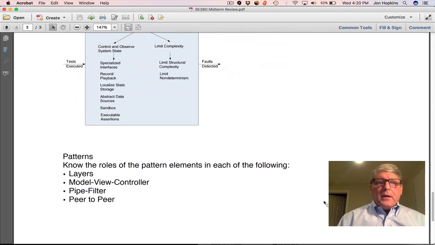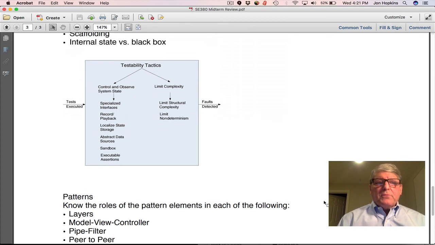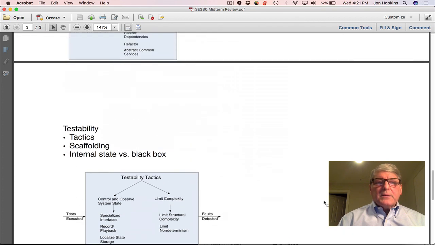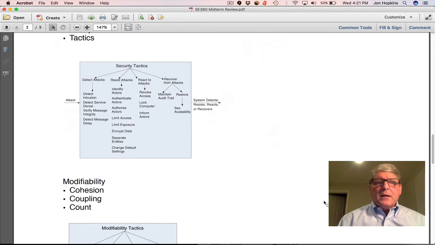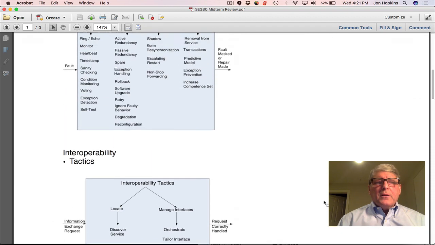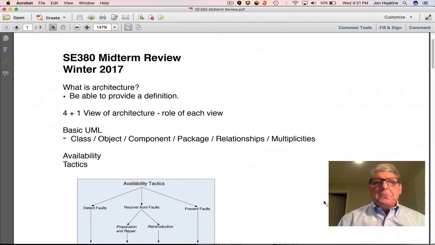So I've made all of the quizzes available online. There, you can go back. You should be able to see all of the quizzes and the correct answers. So you'll want to review those. The tactics in these different qualities. Then you'll want to know the role of the different views in the 4+1 view of architecture, and of course give a quality definition of architecture. It's always a good lead-in to a topic.